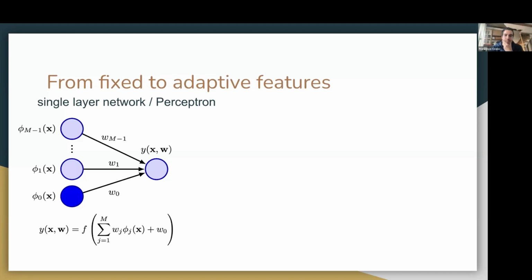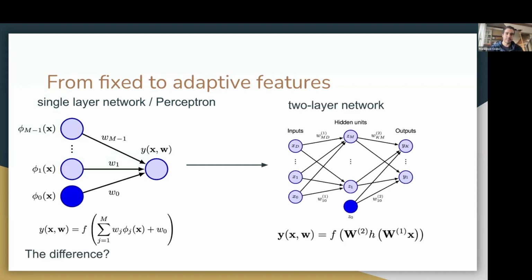So, this is a representation of the model that we just saw, but this has fixed features, essentially. Features do not adapt to the problem, do not adapt to the data. They are decided before we look at the data. This is how we can solve the problem.